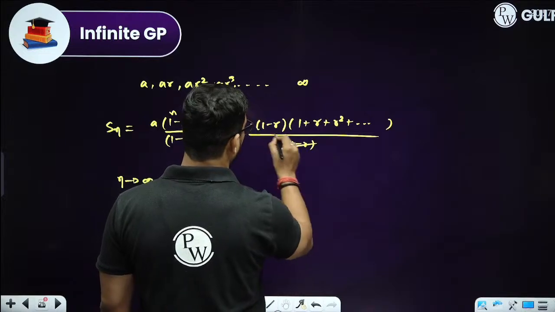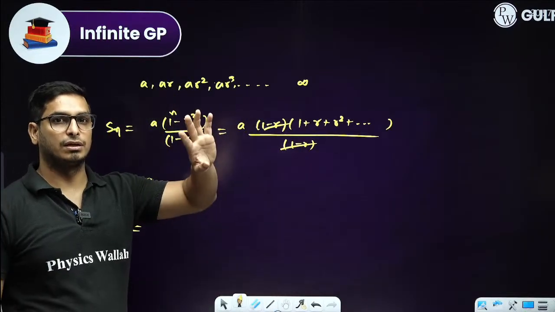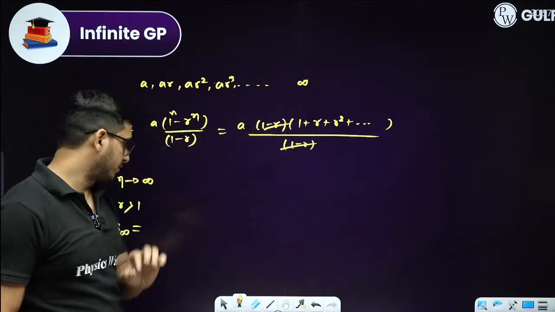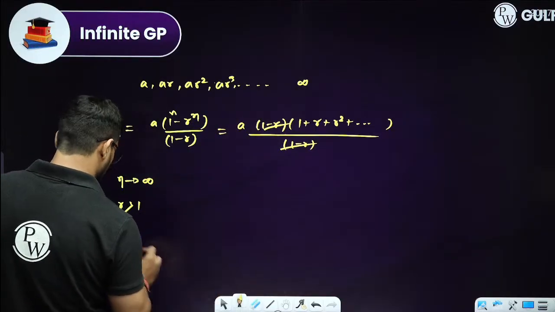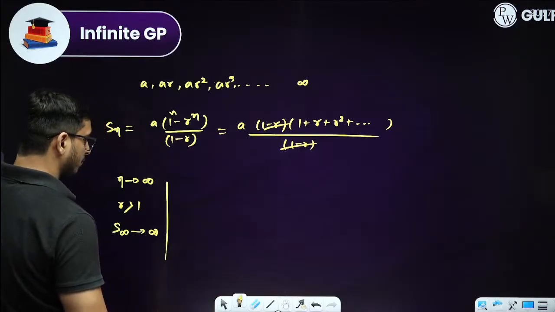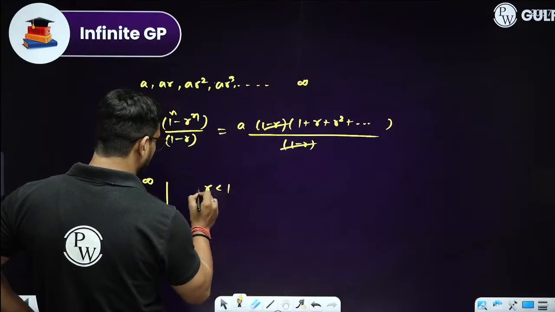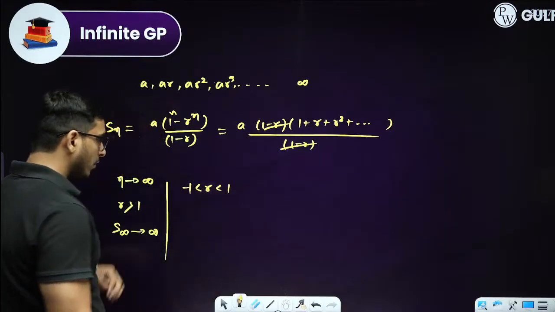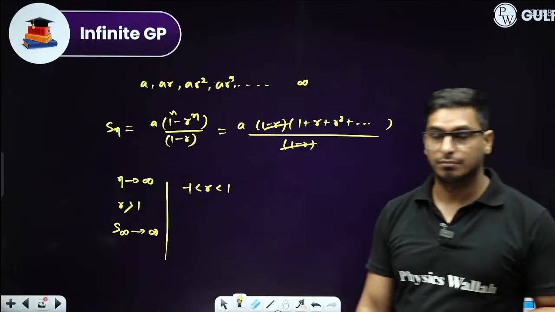Now when you put r as infinity, it would give you infinite. Yes or no? So in that case it would be infinity. But what if r is between -1 to 1? What if r is in between -1 to 1?